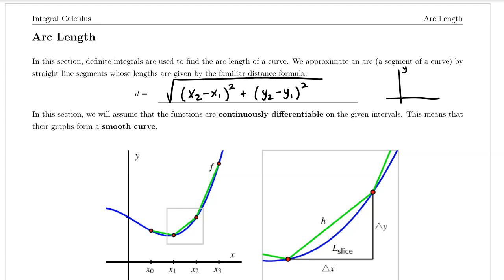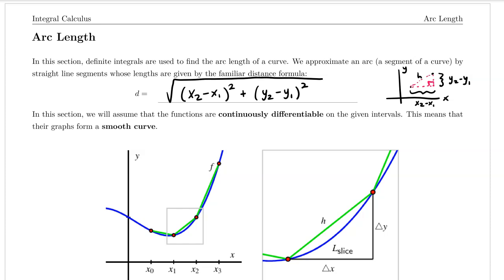So here's the y-axis, here's the x-axis. If I'm finding the distance between 2 points, you can create a right triangle out of that. And this distance here is x2 minus x1. This distance here is y2 minus y1. And the distance between the 2 points is the length of the hypotenuse. So that's just the derivation of the distance formula.